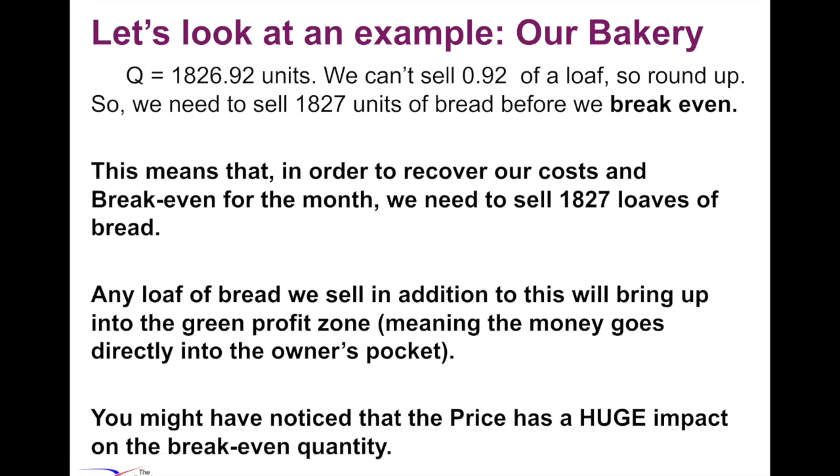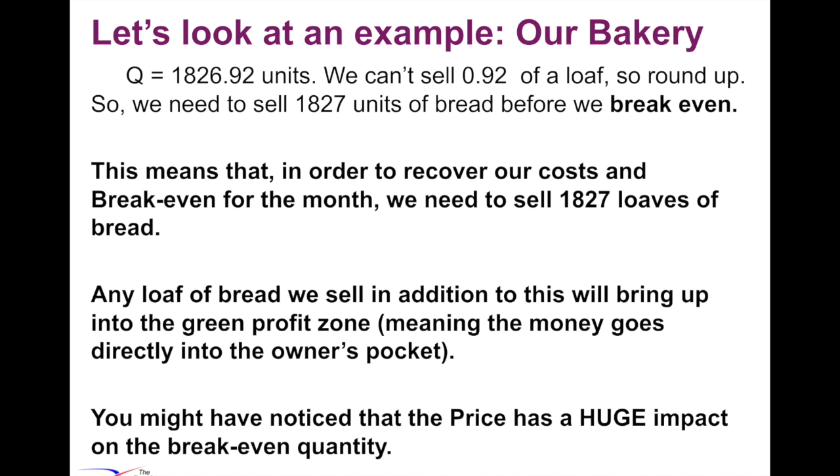So, we're almost done. Continuing. Q equals 1,826.92, but we're rounding up to 1,827. This means that in order to recover our costs and break even for the month, we need to sell 1,827 loaves of bread. Any loaf of bread that we sell after that, or in addition to this, will bring us into the green profit zone, meaning the money goes directly into the owner's pocket.